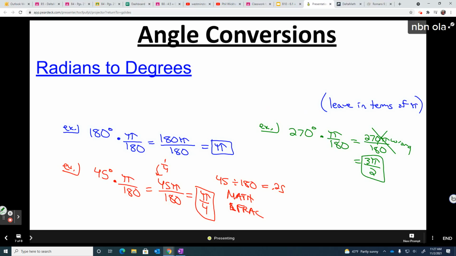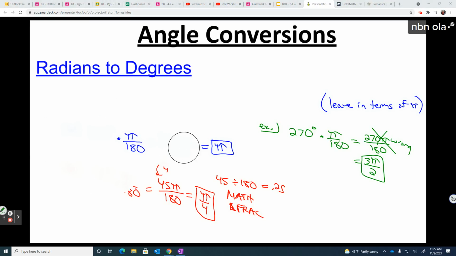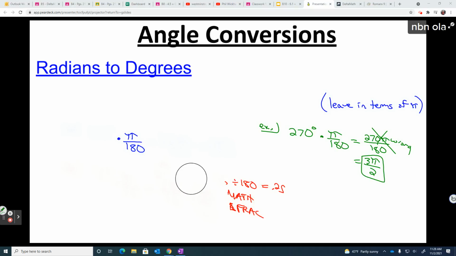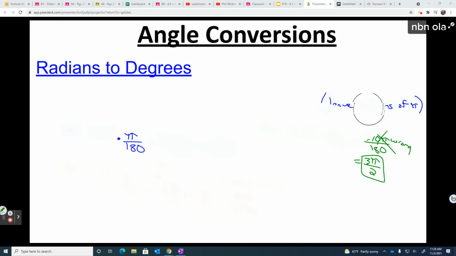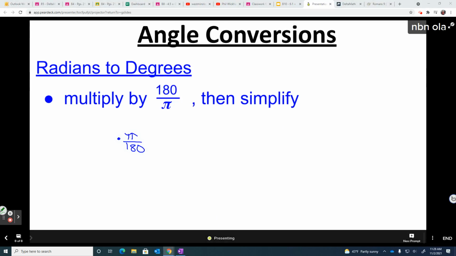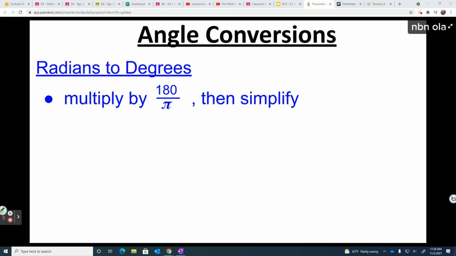So let's go the opposite. Radians to degrees, you're going to just do the inverse of that. So we're going to multiply by 180 over pi, and then simplify.